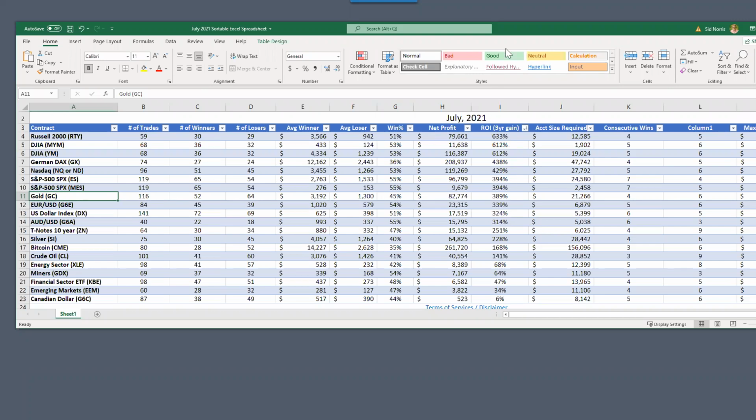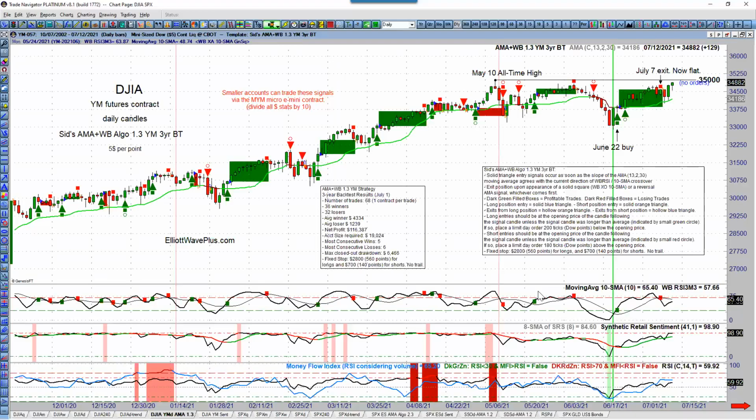Now you might say to yourself, but you re-optimize every quarter, so that's a little bit deceptive. And so I don't want to be deceptive. I'm going to be completely truthful with you about how we do all of this.